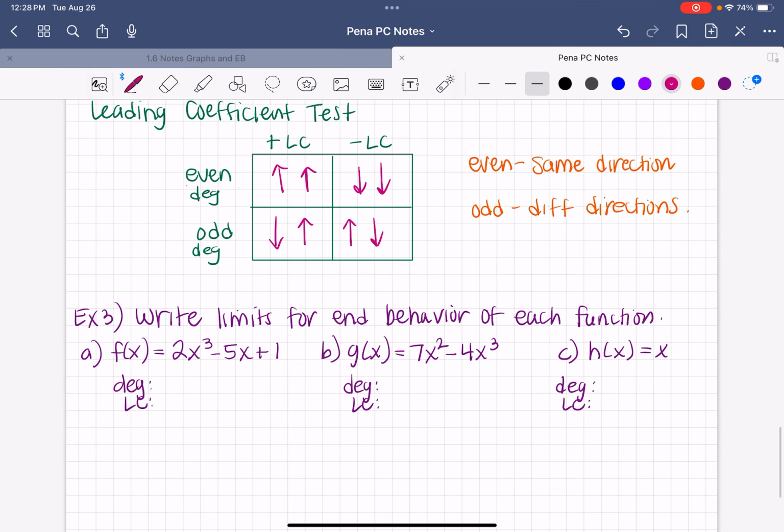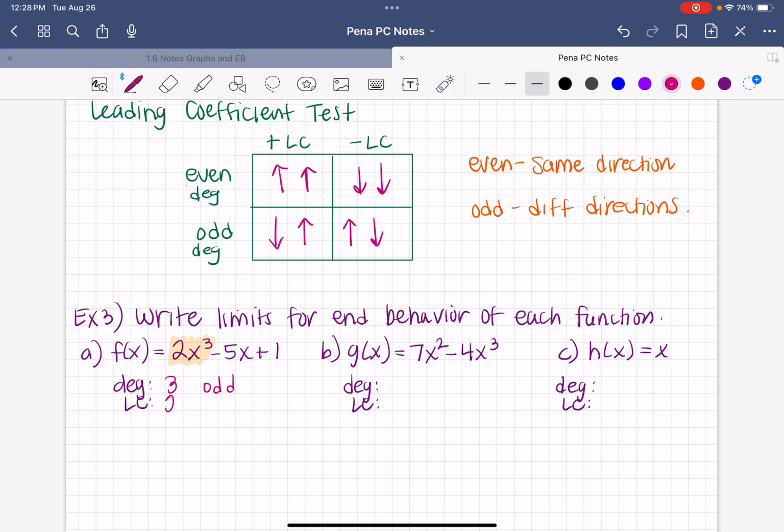Okay, so for example 3, I have 3 functions written out. First, we're going to identify degree and leading coefficient, and then we're going to write limit statements for the end behavior. So that first one, part A, f of x equals 2x to the third minus 5x plus 1. So look for the highest exponent. That looks like the third power there. That's going to be the degree. And 3 is an odd number.